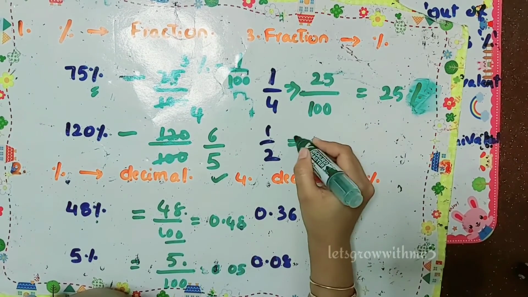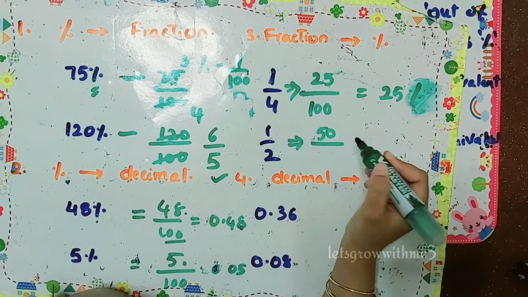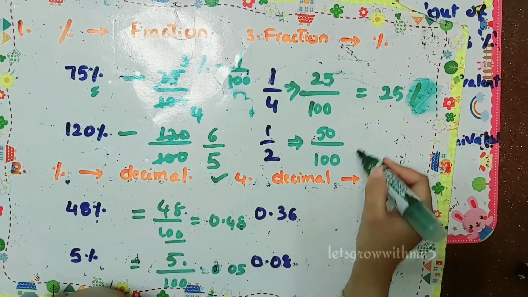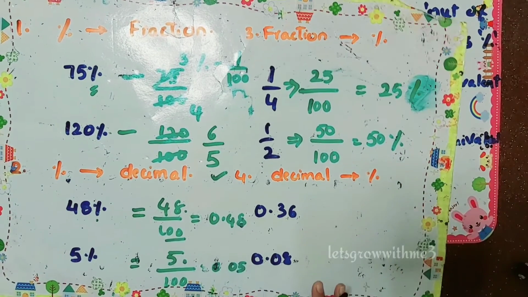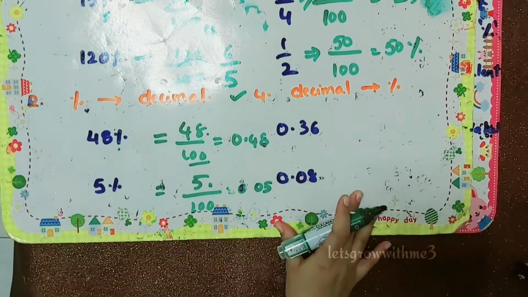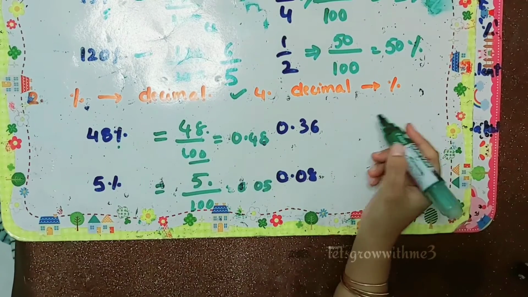Now let's see the next one, which is half. So again we should get 100 in the denominator. So what I'm doing, I'm multiplying both numerator and denominator with 50, then I will get 50 over 100, which is equal to 50 percentage.